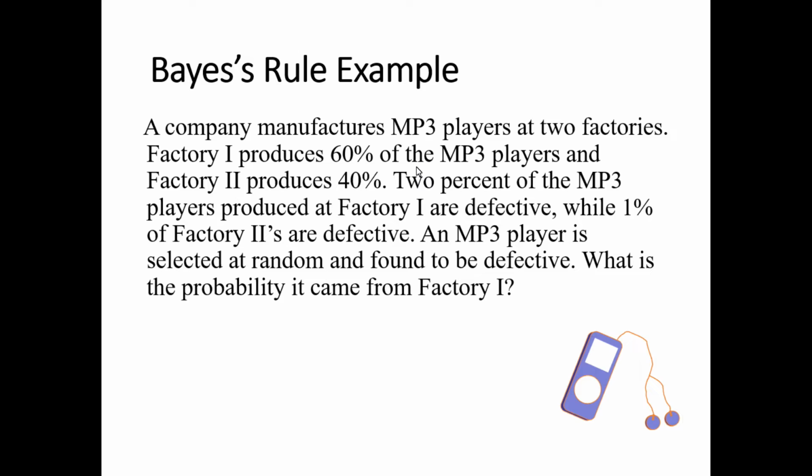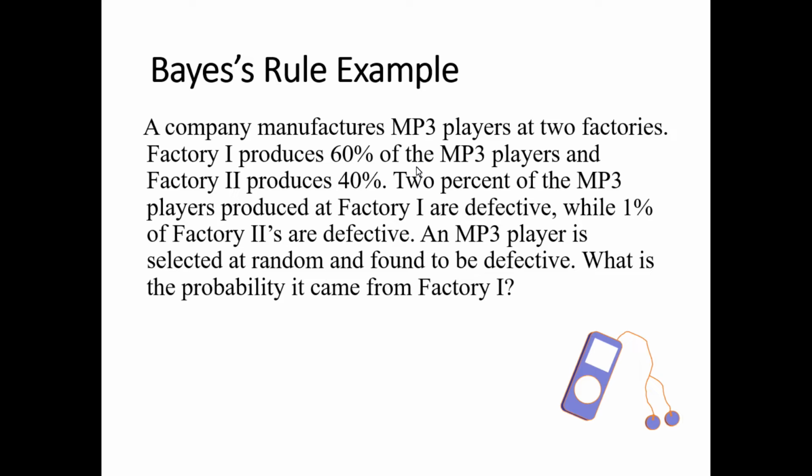Factory 1 produces 60% of the MP3 players, and Factory 2 produces 40%. 2% of the MP3 players produced at Factory 1 are defective, while 1% of Factory 2's are defective. An MP3 player is selected at random and found to be defective. What is the probability that it came from Factory 1?